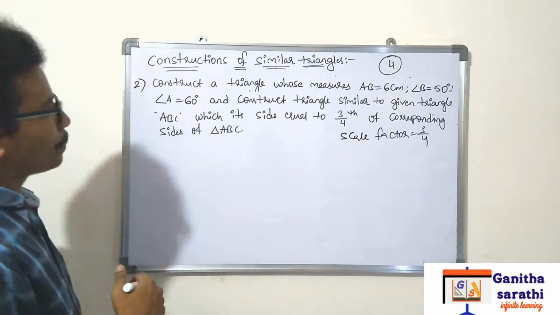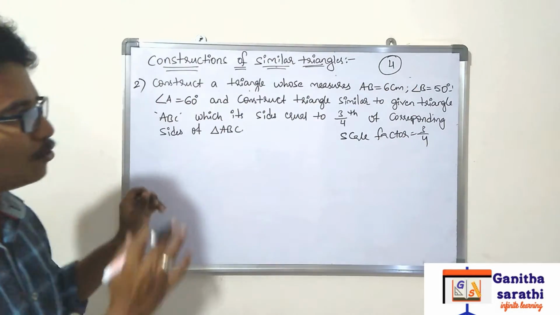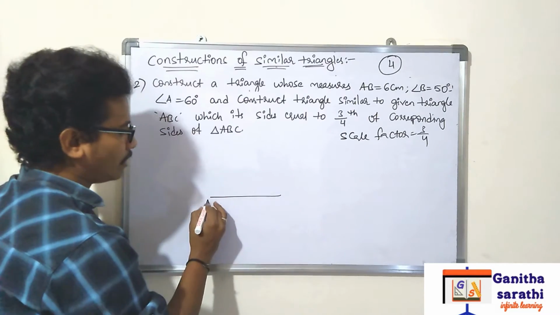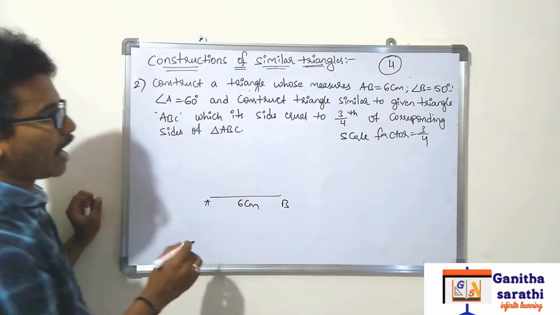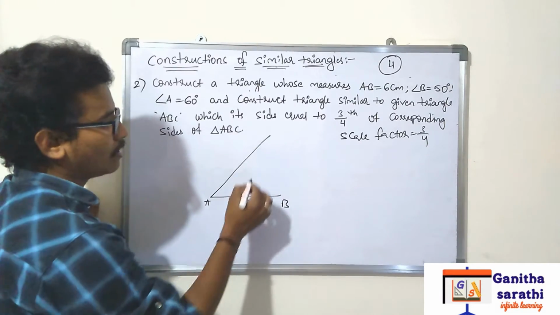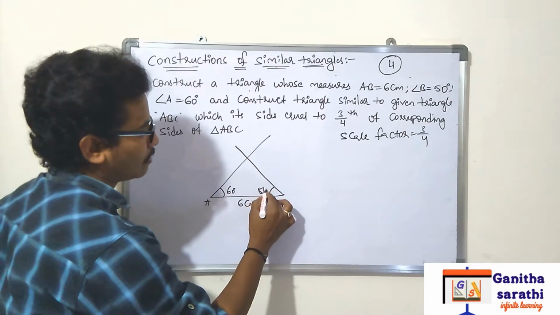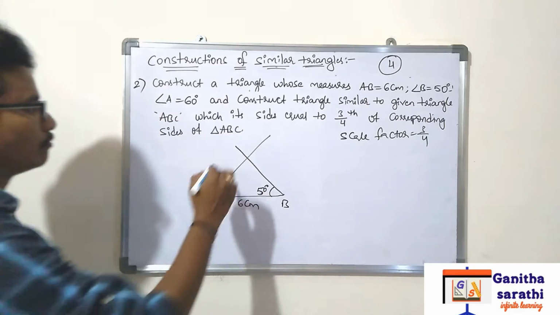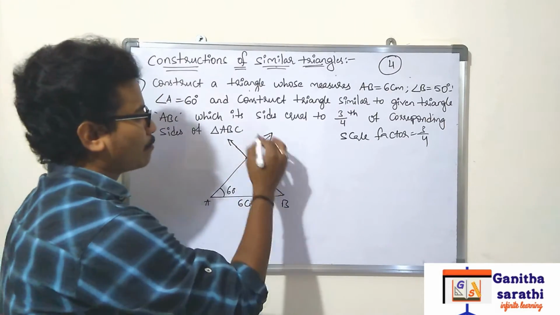Okay, now see here, he is giving some measurements for our original triangle. Use those measurements. What is he giving? AB is equal to 6 centimeters. I am drawing the rough measurements. AB is equal to 6 centimeters and angle A is 60 degrees. Angle B is 50 degrees. Okay. Now take it as point C.